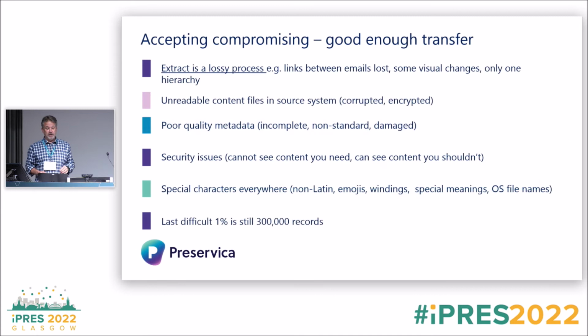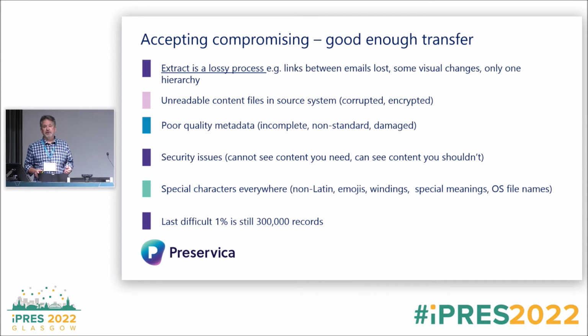So what did we learn? Well, what we learned is the art of compromise. These are records. They're not memory institution things. They're records for government purposes. Extract is lossy. We accept that. It is not perfect. There's some links between emails gone, some visual changes, but it's better than nothing.